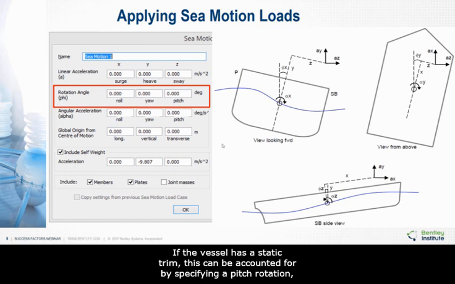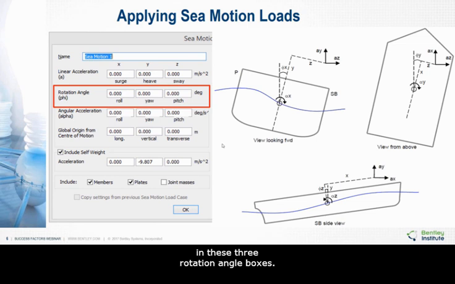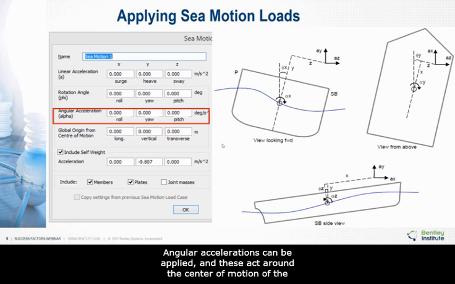If the vessel has a static trim, this can be accounted for by specifying a pitch rotation, and similarly for a static list angle which can be specified as a roll rotation in these three rotation angle boxes. Angular accelerations can be applied, and these act around the centre of motion of the vessel, the location of which is defined by the motion axes. Roll is applied about the x-axis with the starboard side down positive. Yaw is applied about the y-axis with bow to starboard positive. And pitch is applied about the z-axis with bow up positive.